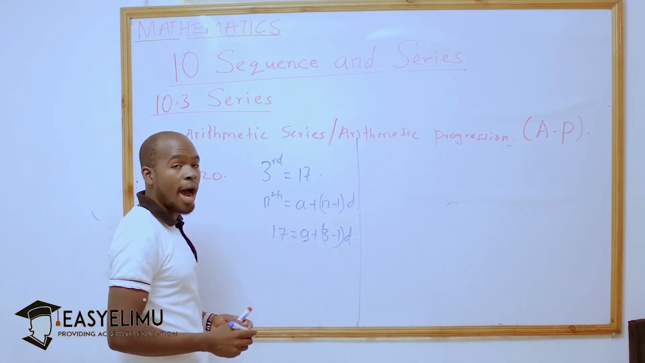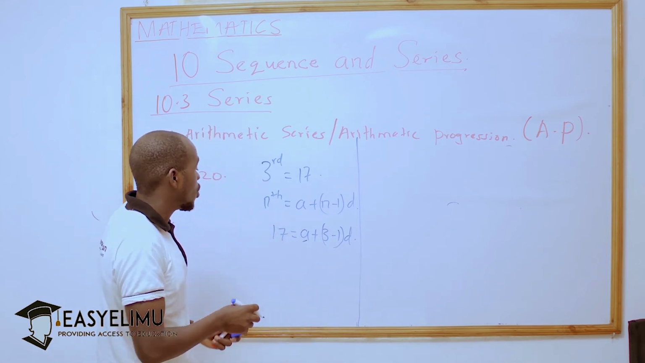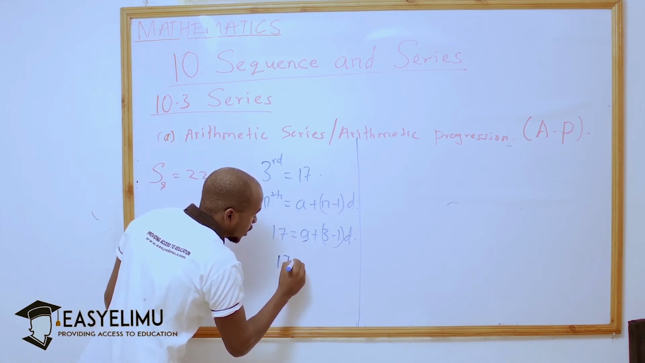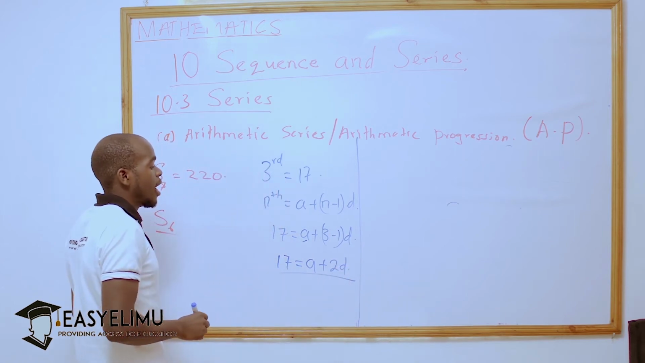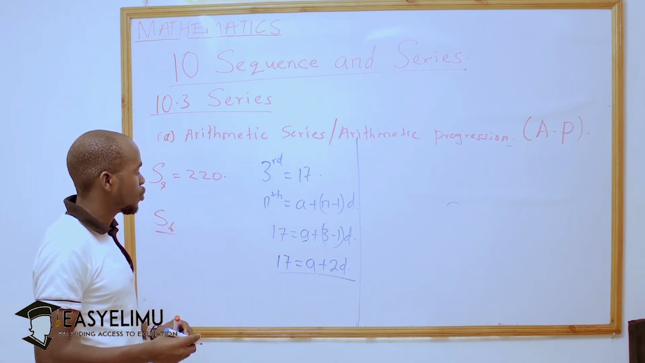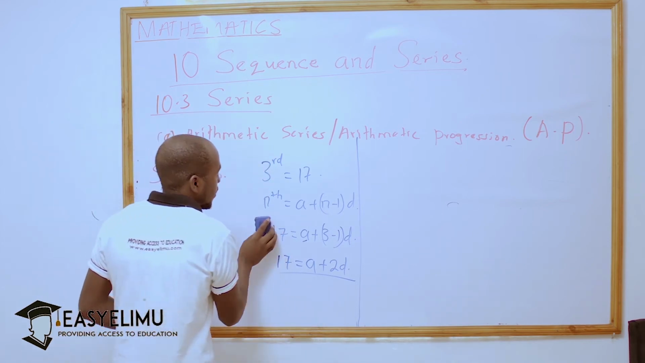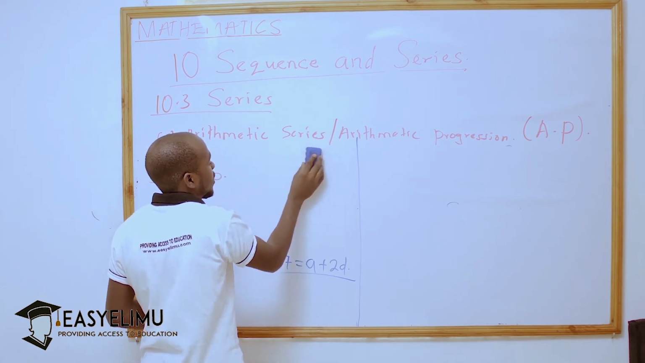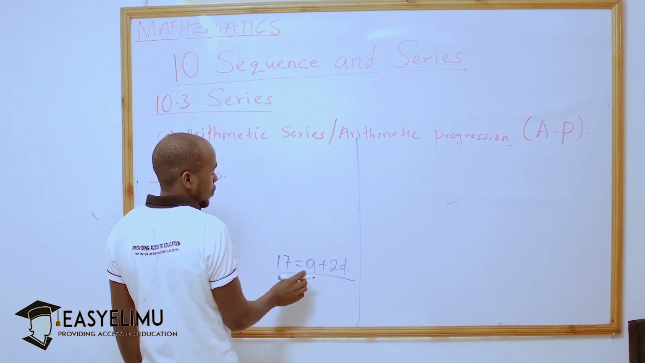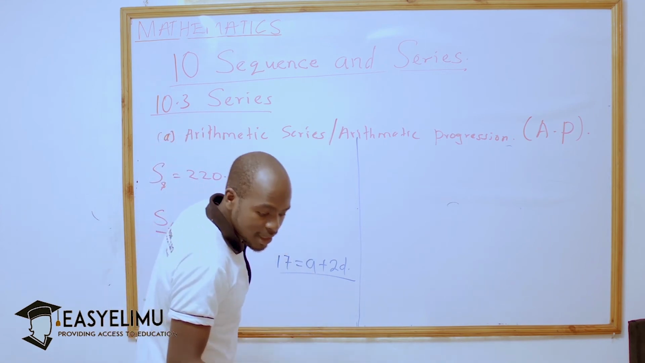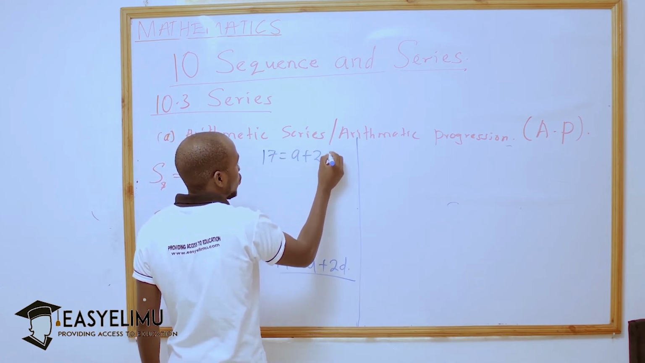The first term we don't have, we need to seek the first term, and the common difference also we don't have. So if we do that, we are going to have 17 is equal to a plus 2d. We have found that, using the third term, which is 17, is equal to a plus 2d.